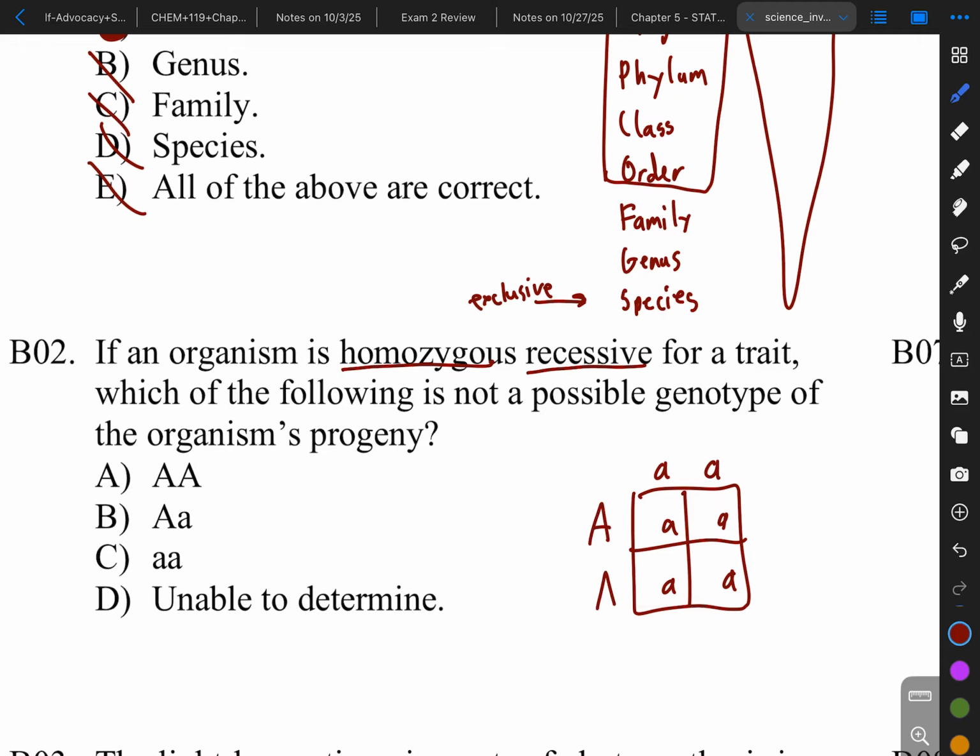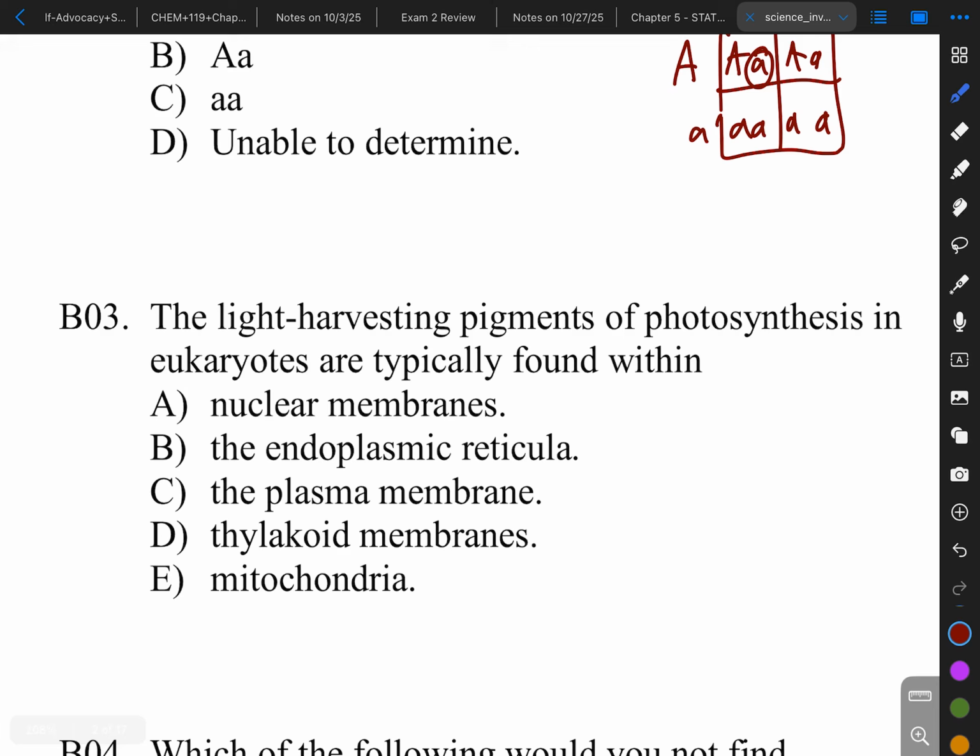So it does not matter what the other 2 are, right? So this could be that, or this one could be recessive. Each offspring will have at least 1 recessive allele. So A cannot be true, because A is showing both with the dominant alleles. So A would be the answer for this question.